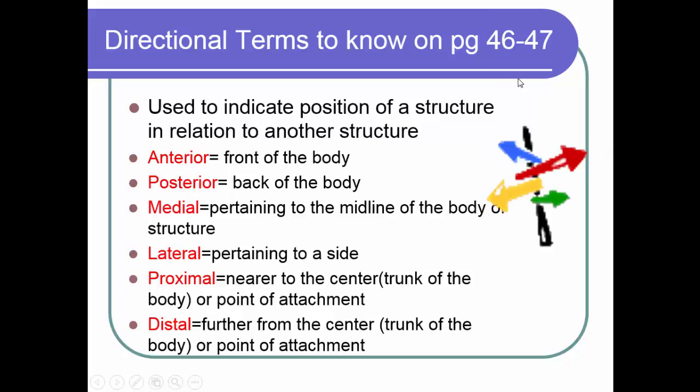Directional terms in your textbook on page 46 and 47 are used to indicate position of a structure in relation to another structure. Anterior and posterior are used when describing anterior, the front of the body, and posterior, the back of the body. Medial is pertaining to the midline of the body or a structure, so it's not necessarily the middle of the body, but it could be the medial portion of the patient's thigh. That would be the middle of the thigh. Lateral is a term that's used to describe pertaining to a side, and this doesn't necessarily mean your side like where your ribs are, but it could be the lateral portion of your face, which would be your cheek region.